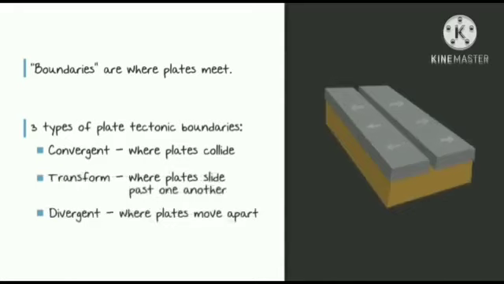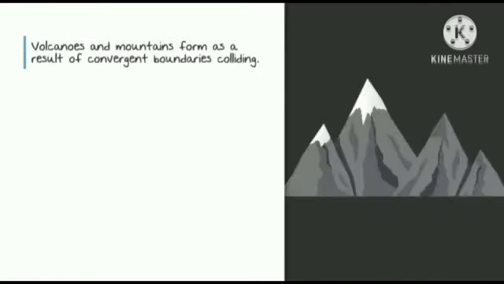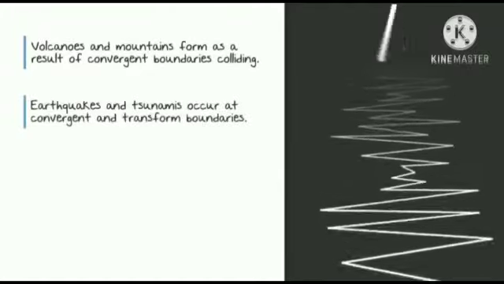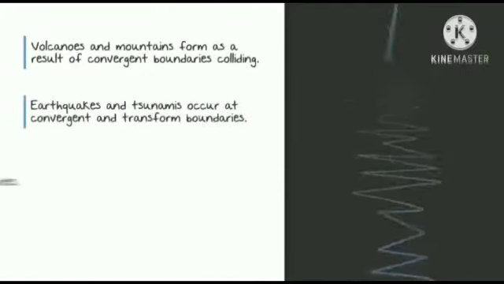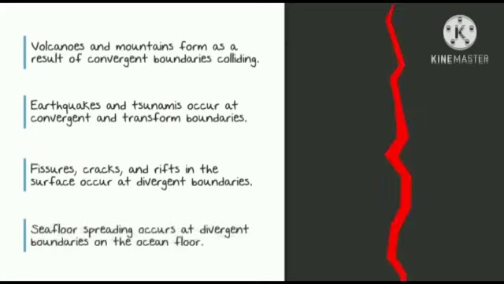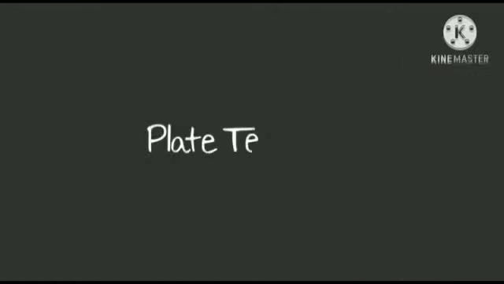Volcanoes and mountains form as a result of convergent plate boundaries colliding. Earthquakes and tsunamis occur at convergent and transform boundaries. Fissures, cracks, and rifts in the surface occur at divergent boundaries. Lastly, sea floor spreading occurs at divergent boundaries on the ocean floor.